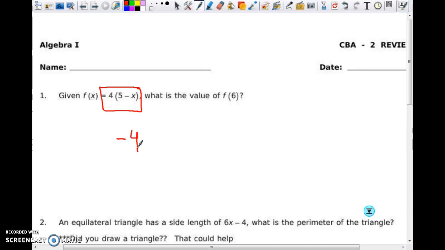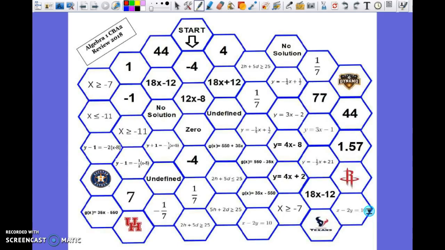So if you look at your little maze, we're starting here, okay? This is where we're starting, and these are our options. So we didn't get 44, we didn't get negative 44, we got a negative 4. So you can go on ahead and shade this in. Okay, so that's kind of how your maze is going to work.